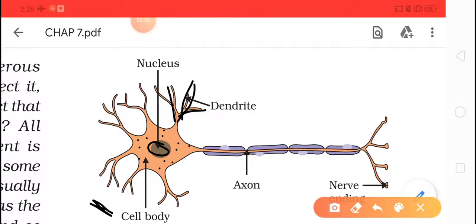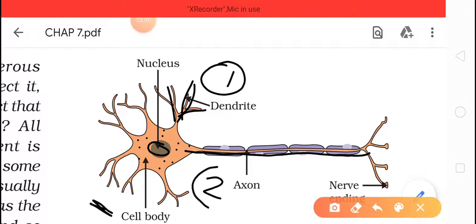Now from the cell body arises a long nerve fiber which is known as the axon. So in a neuron we have two types of nerve fibers. Again I'll tell you, inside the neuron we have two types of nerve fibers. One nerve fiber is the dendrite and the other nerve fiber is the axon.